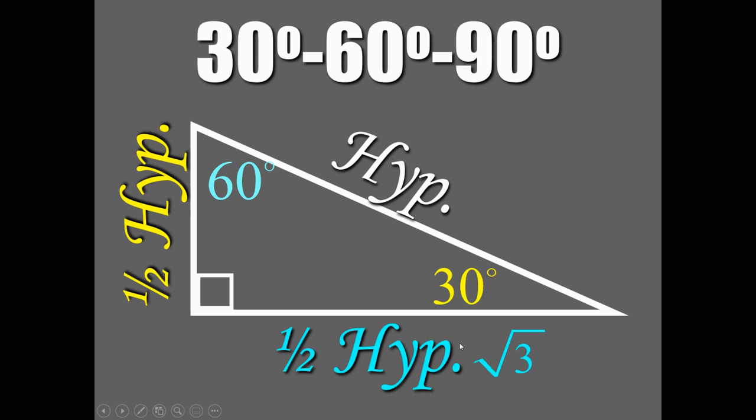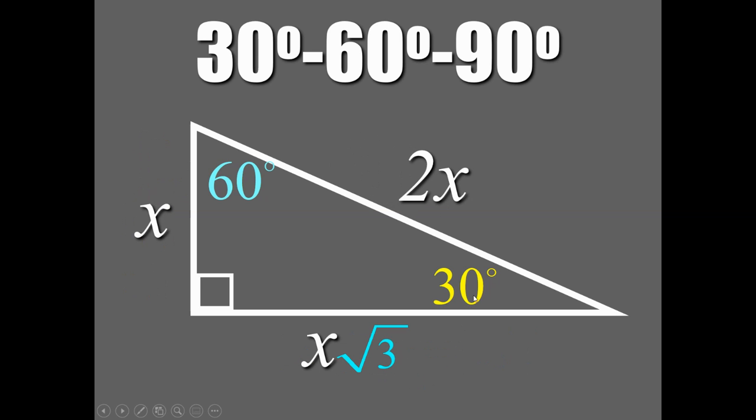There's a little bit easier way to write this: if the smallest side is x, then the hypotenuse is going to be 2x, and the side opposite the 60-degree angle is going to be x times the square root of 3. This pattern always appears in 30-60-90 right triangles. Because these two triangles are fairly popular in mathematics, and they're used quite a bit in geometry and in trigonometry, we call them the two special right triangles.